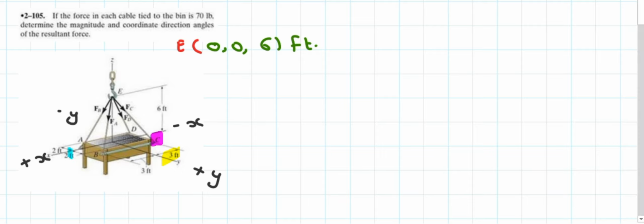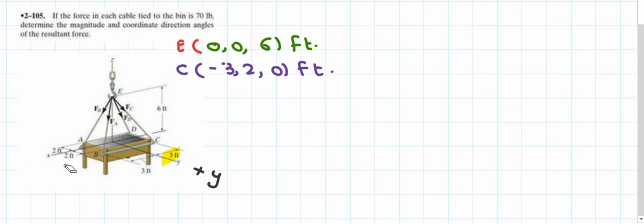And this 2 foot distance is the y value in point C and it is a positive y value because this distance is indicated on the right hand side. That's why the location of point C is written as C(-3, 2, 0) foot. This is basically the location of point C. I hope you understand why this is -3, why this is 2 and why this is 0 here. So this is all about point C.